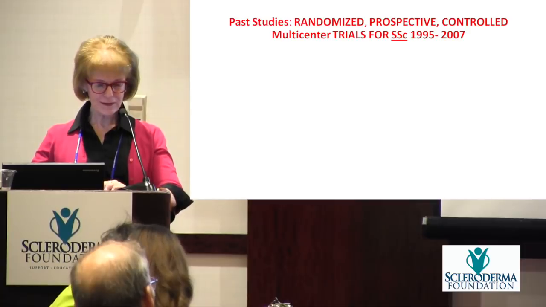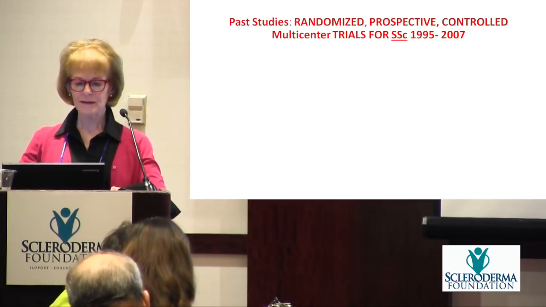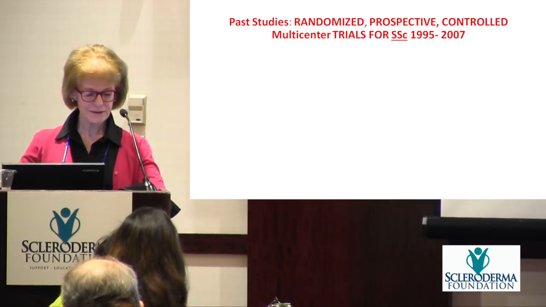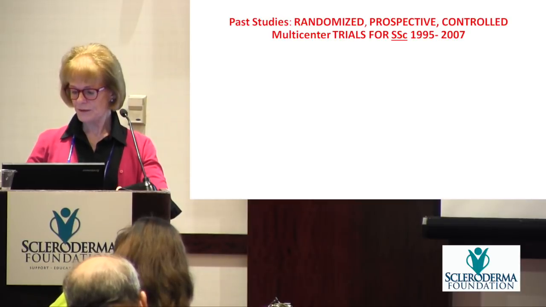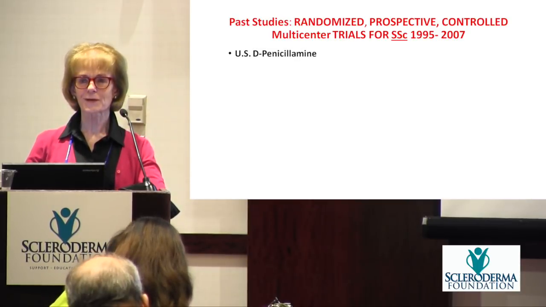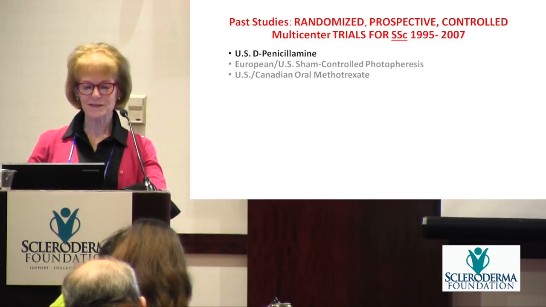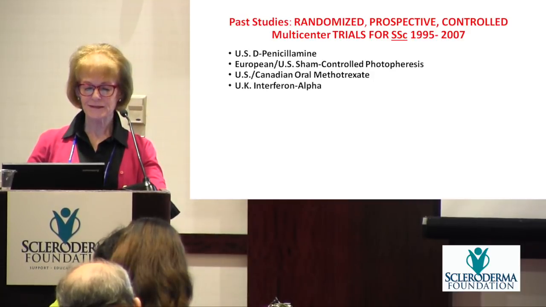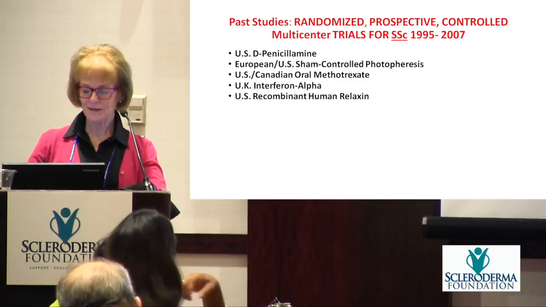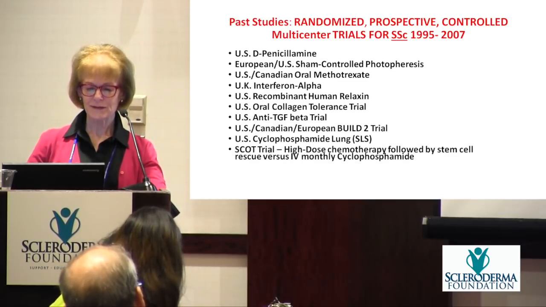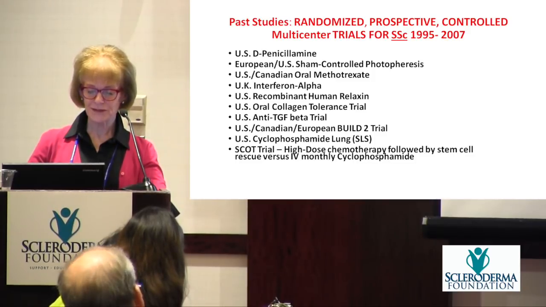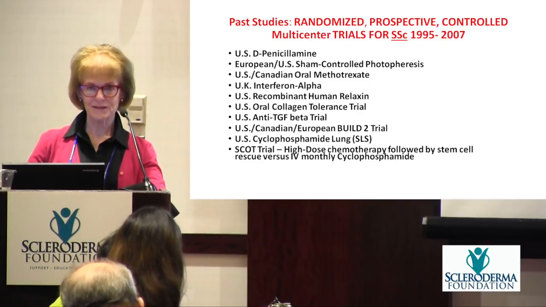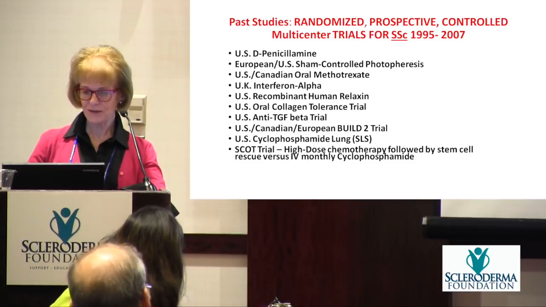So we're going to talk a little about the randomized trials. These are the ones that were conducted up through 2007. There was the first multicenter randomized trial of D-penicillamine. There was photopheresis, methotrexate. One in the UK, I didn't participate in that one. There was this medicine called relaxin. There was oral collagen tolerance, the TGF-beta, build 2, the first lung study, and the SCOT trial, which is the high-dose chemotherapy followed by stem cell rescue.